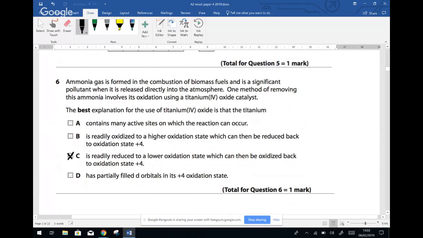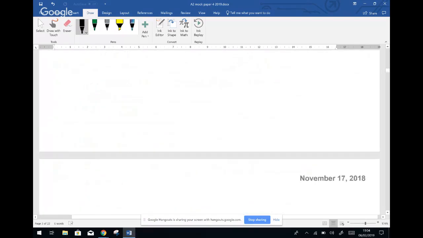Is readily oxidized to a higher oxidation state. That is incorrect. Titanium will not go above a +4. It only has 2 4s and 2 3d electrons, so it won't go higher. It is readily reduced, that it can do. It can go down to titanium 2+ and 3+, and then readily be taken back up again. Has a partially filled? No. So the last one, C for number 6, nice and straightforward.